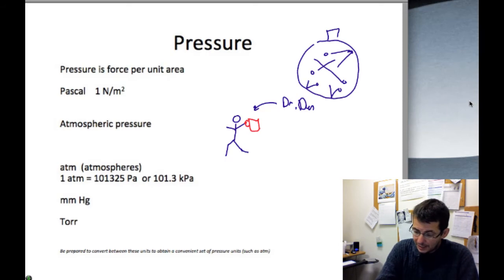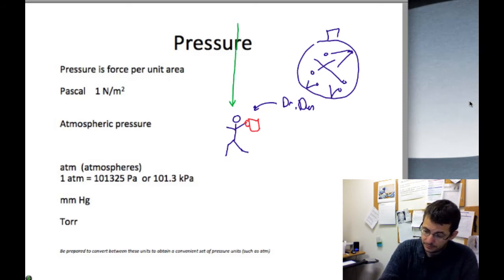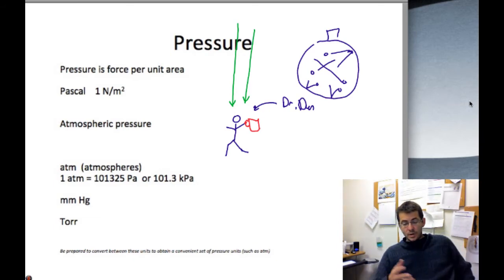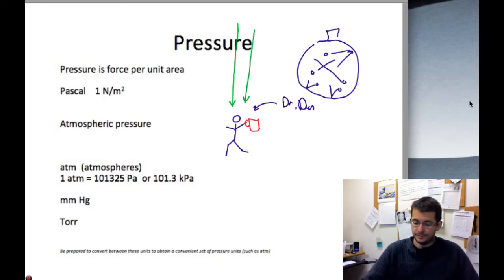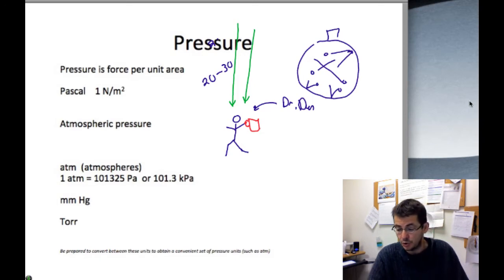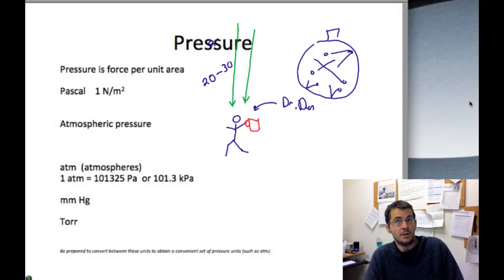We are at the bottom of 20 miles of air. So we are at the bottom of a pile of anywhere between 20 and 30 miles of air, depending on how you draw the line. And even though air is very light, it still has mass.